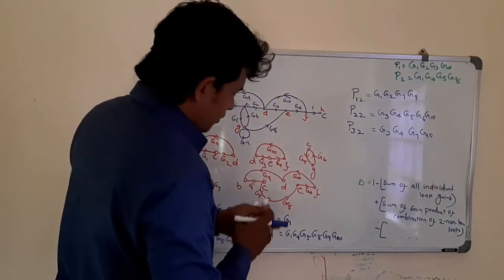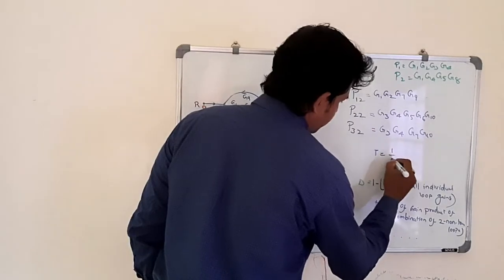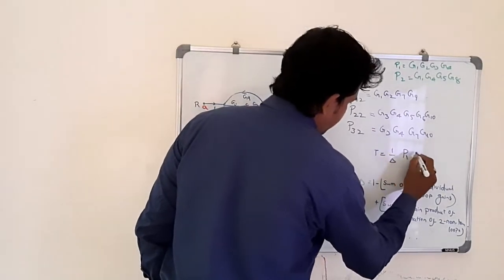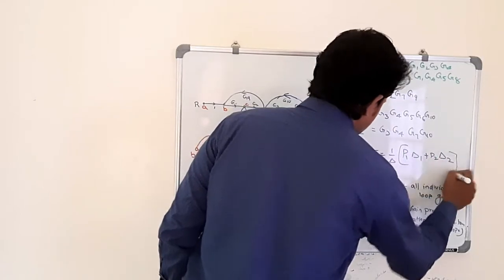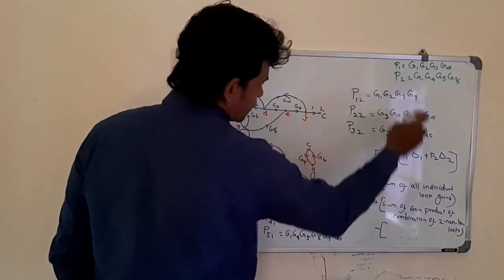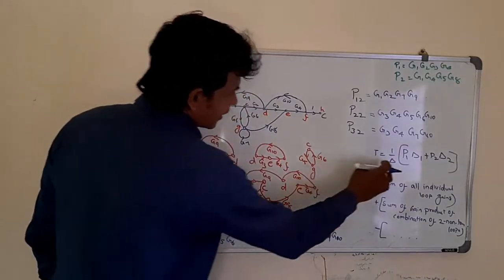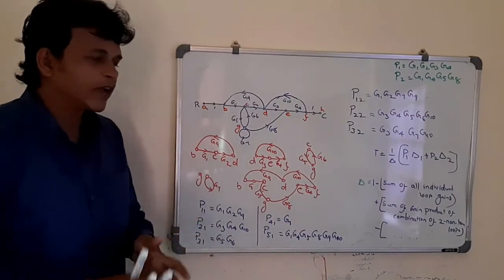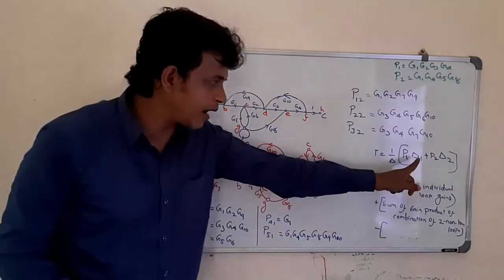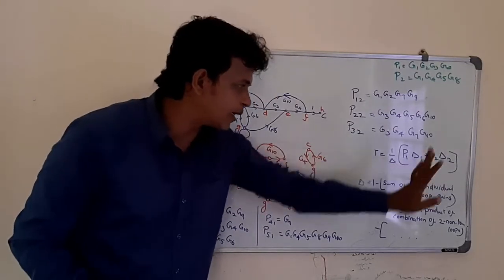Next, let me write the formula here. The transfer function T is equal to 1 by del into P1 into del 1 plus P2 into del 2. So P1 and P2 are over, and from here we can identify del. Now del 1. We have two forward paths, so we will be having del 1 and del 2.